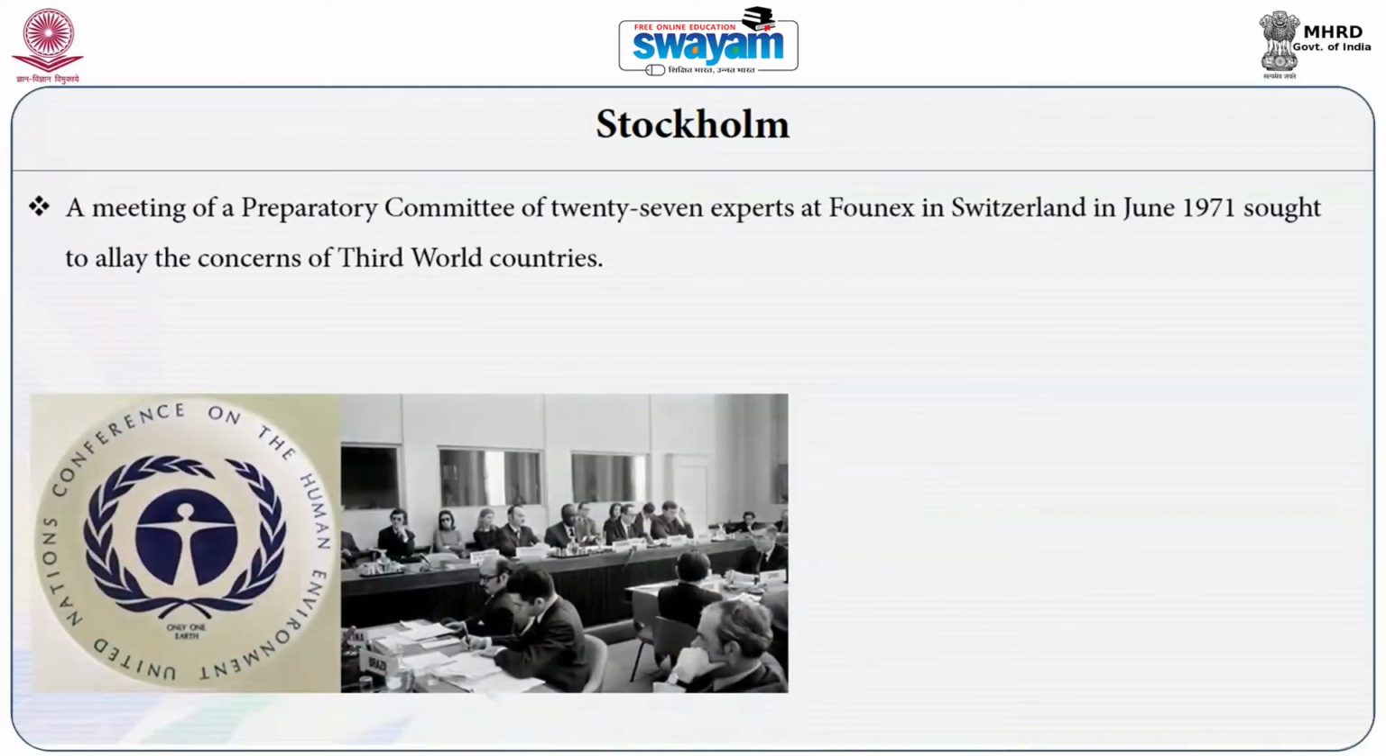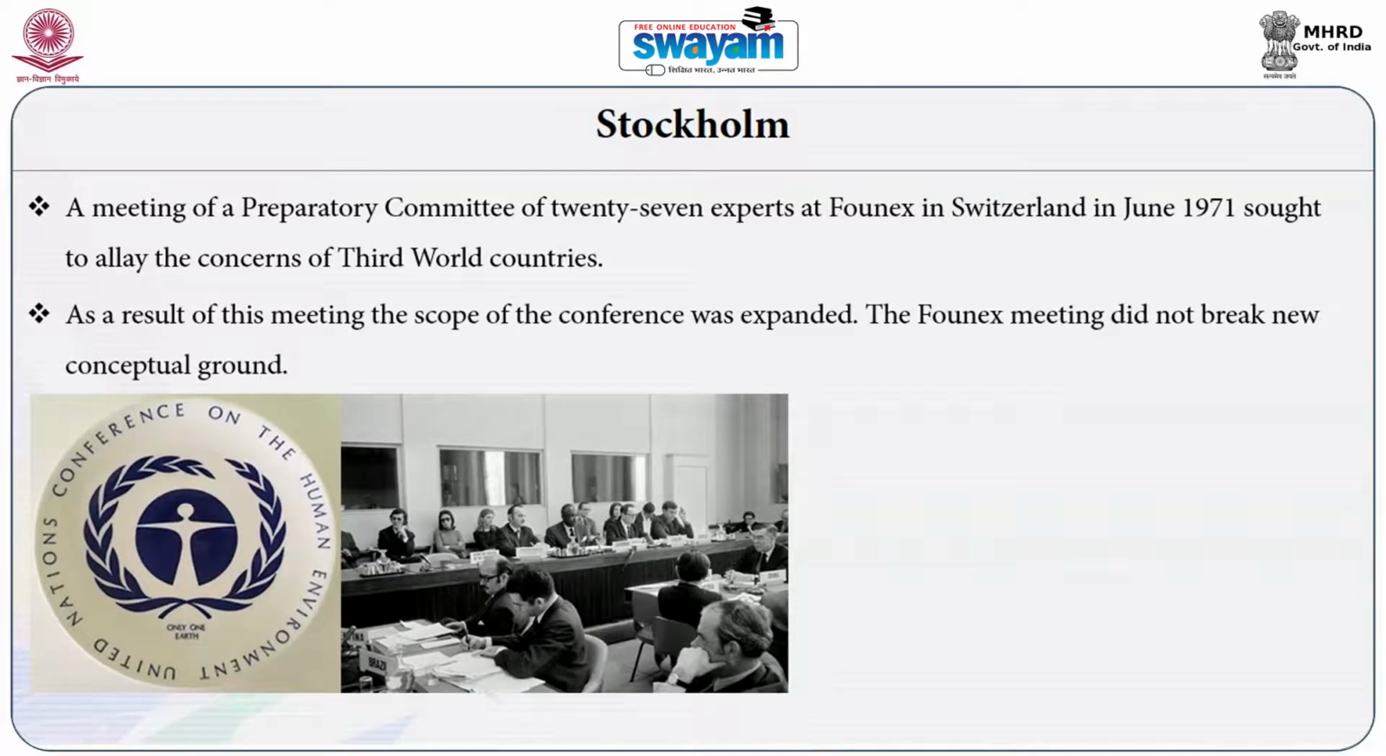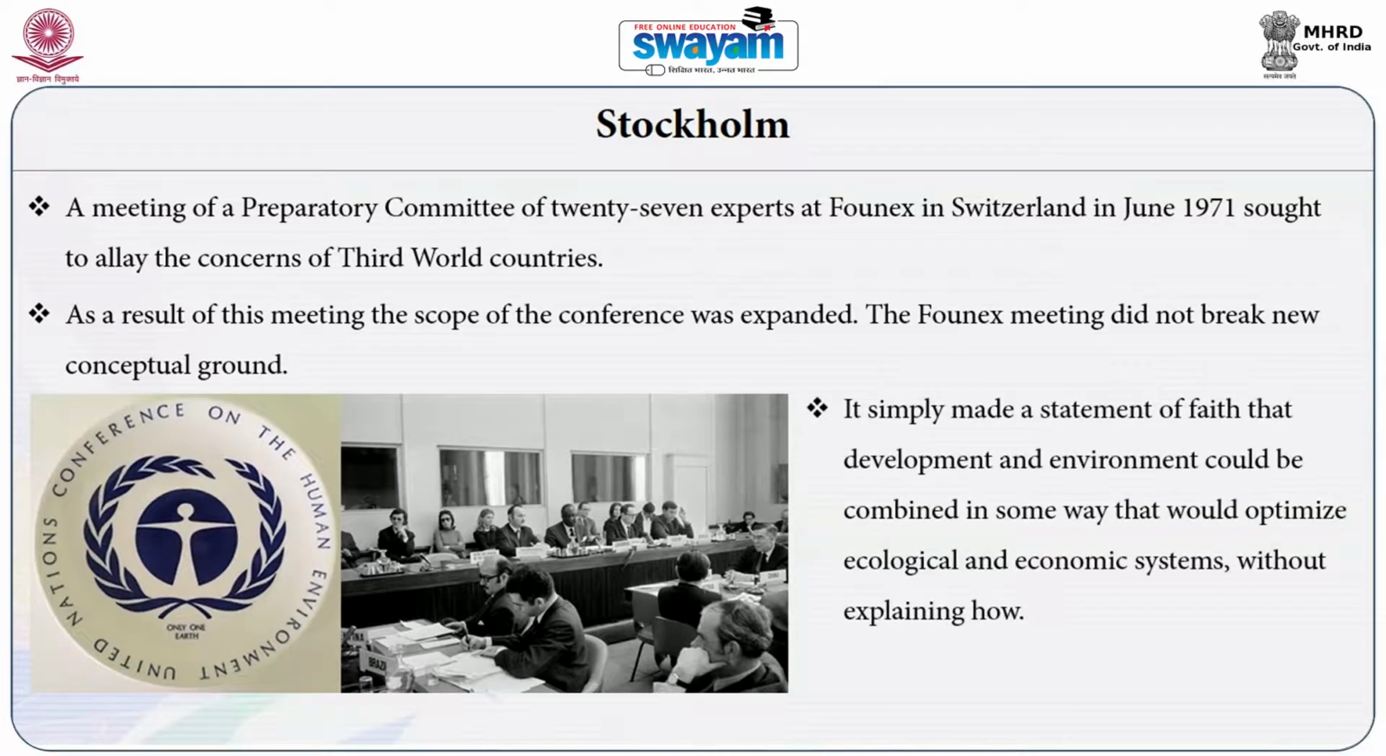So a preparatory committee of 27 experts came together in Founex, Switzerland in June of 1971. The main reason for this meeting was to allay the concerns of the third world countries. The result of this meeting was that they did so. The entire focus of that particular conference expanded. They thought of bringing in concerns of environment and development. Now, the Founex meeting did not really break new conceptual ground, but it did make a statement of faith, saying we will talk of both development and environment.